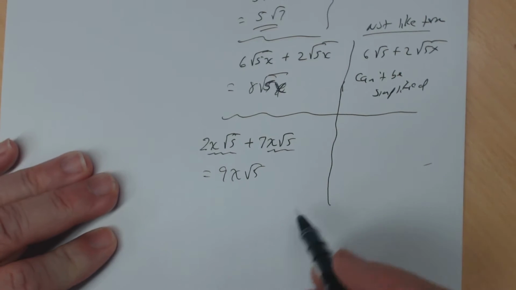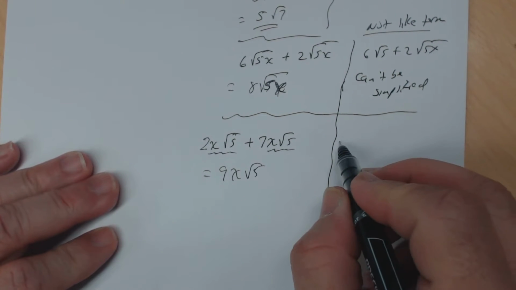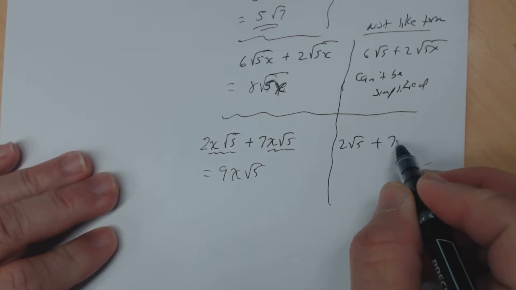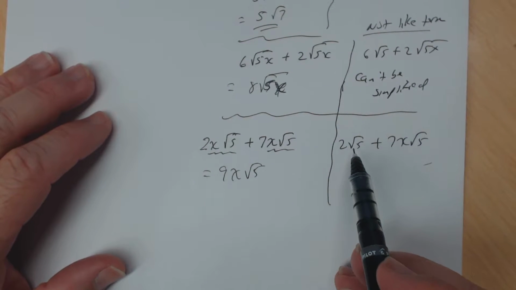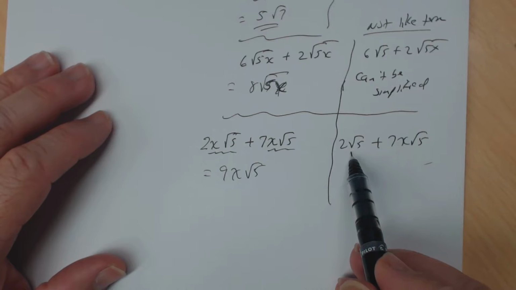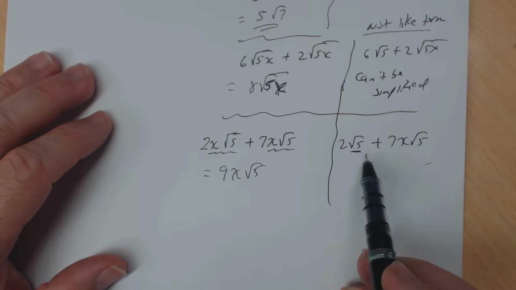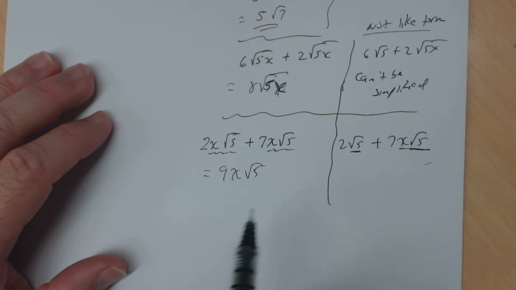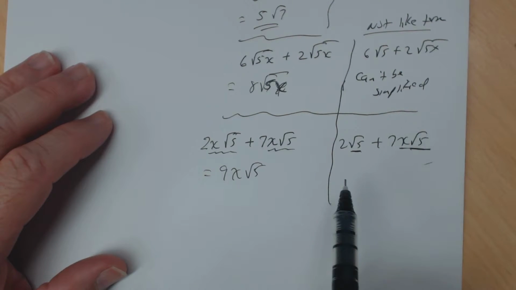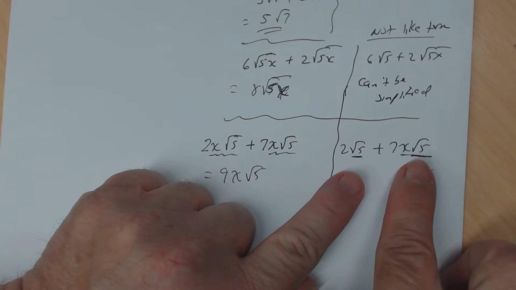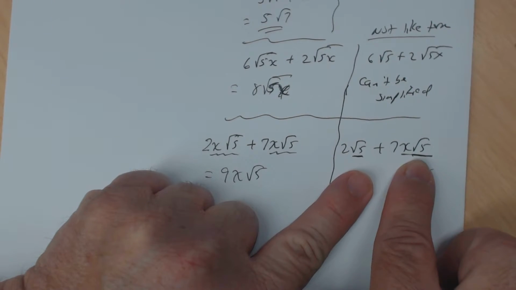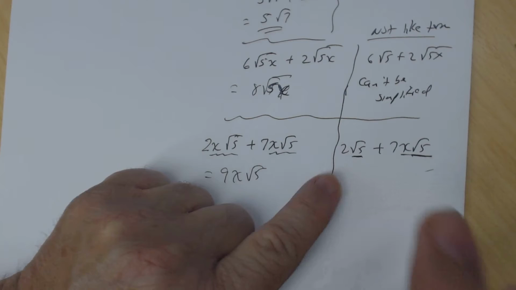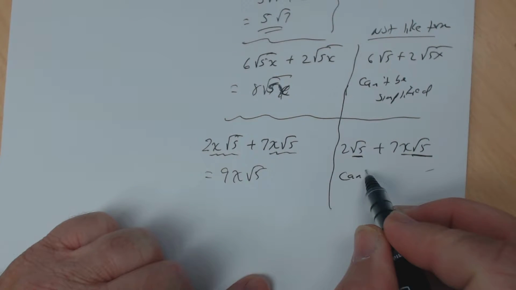All right. Now, this would not be like terms. 2 square root of 5 plus 7x square root of 5. These are not like terms. So if you look at this part here, that's 2 square root of 5, whereas this part is 7x square root of 5. Group the x with the radical. So that's x square root of 5. So these are not like terms anymore. Okay? So you can't combine these as one. So you can't simplify this.